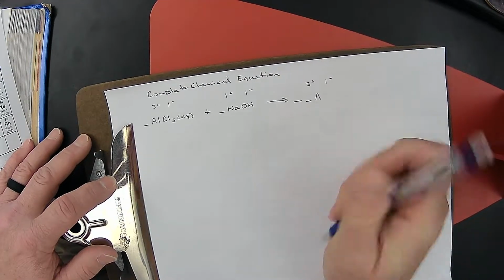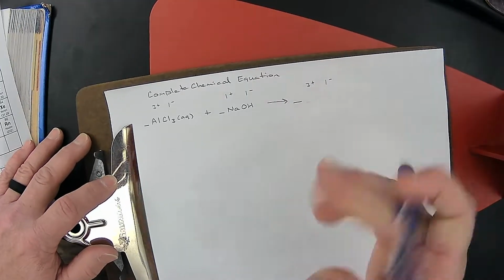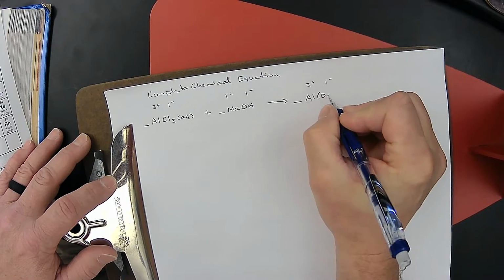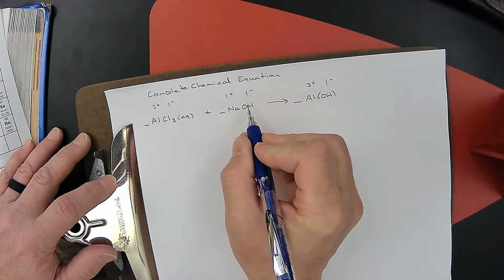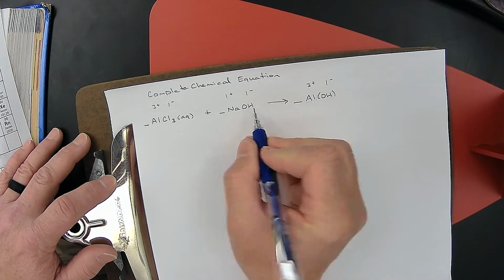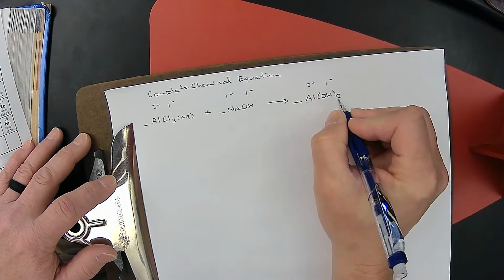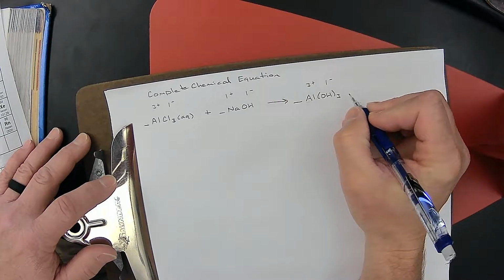The way that we have to write that is we have to write Al, and then in parentheses we have to put the OH because it's a polyatomic ion, and anytime you have more than one polyatomic ion, you have to put it in parentheses. So 3 1- and 1 3+.